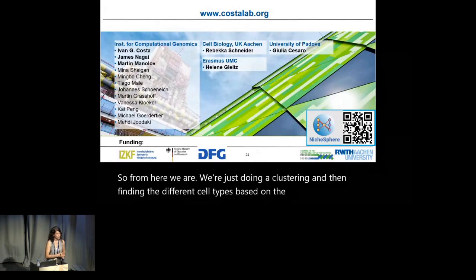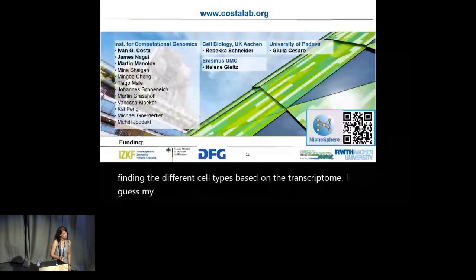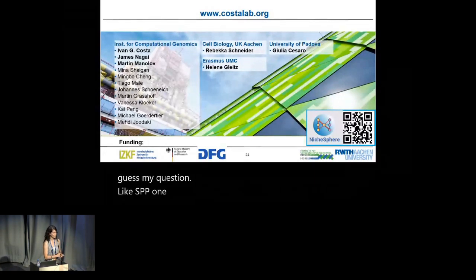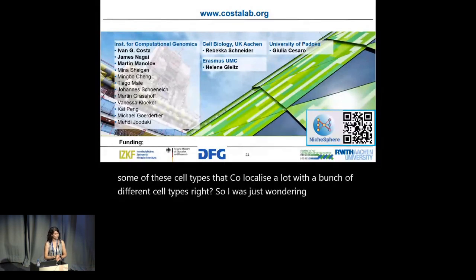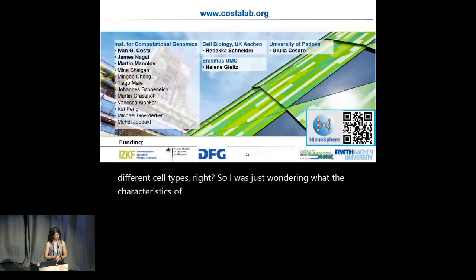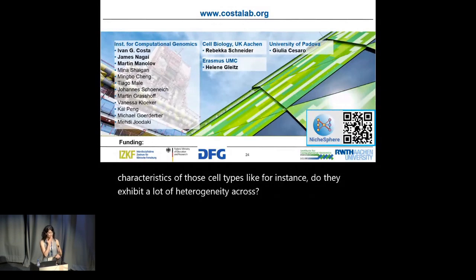I guess my question is the hubs that you identified, like SPP1 macrophages, are this hub cell type? You identified some of these cell types that co-localize a lot with a bunch of different cell types, right? So I was just wondering what the characteristics of those cell types are, like for instance, do they exhibit a lot of heterogeneity across their gene expression within that cell type that would be reflective of the fact that they're interacting with many different cell types?